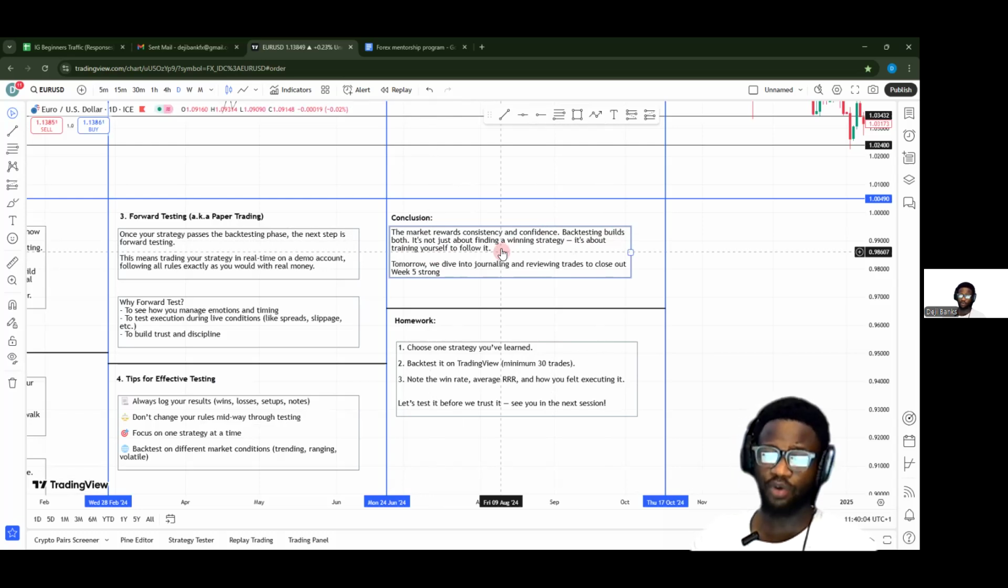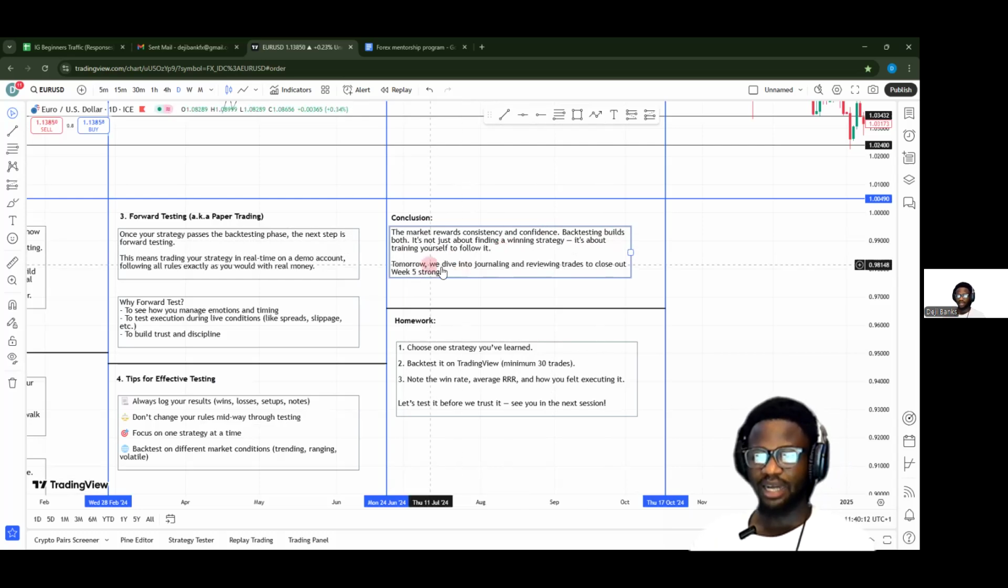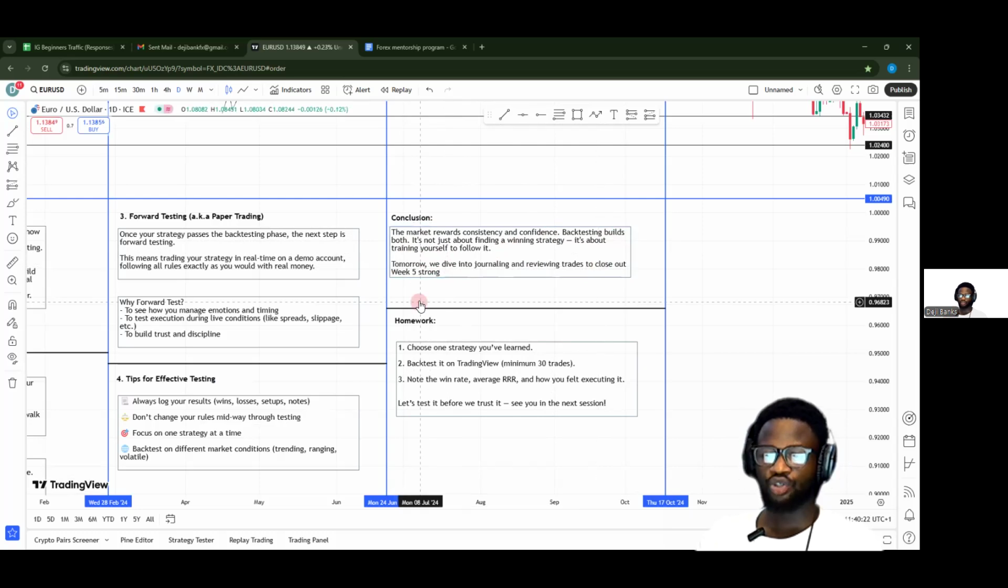One of the mentors that I follow said one time that all strategies work. It's just whoever has the mind to follow them, right? So that will be that. And tomorrow, on the next episode, we'll look into journaling and reviewing trades, so that we can finish strong on week 5.